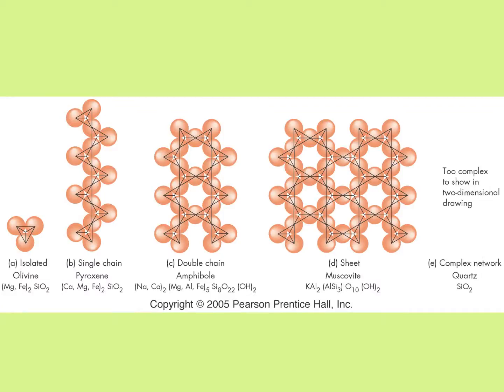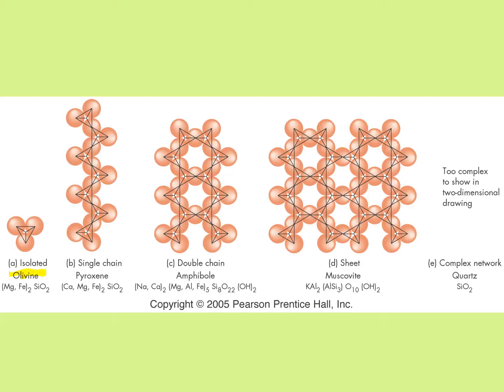The tetrahedra can make up a silicate in several ways. First, we can have isolated tetrahedra that can make up minerals such as olivine. And if you've ever been to the Big Island of Hawaii, you might have seen an olivine beach, greenish-blackish sand made up of these crystals.